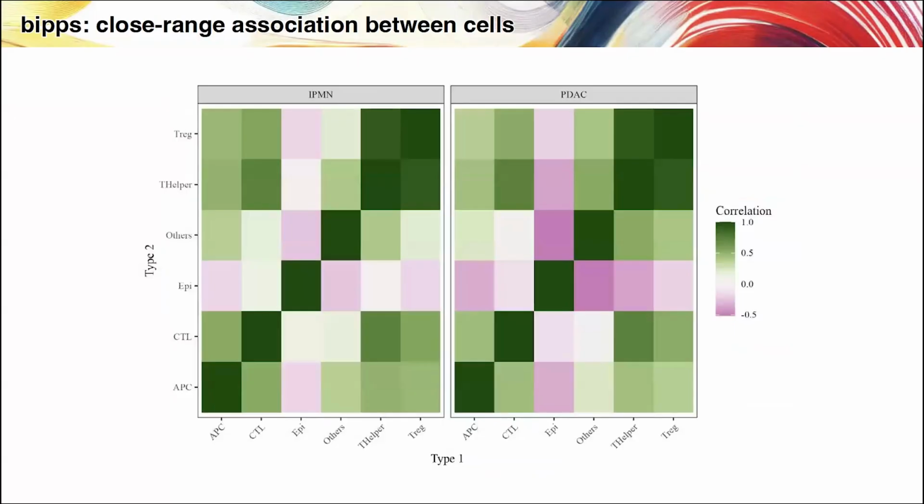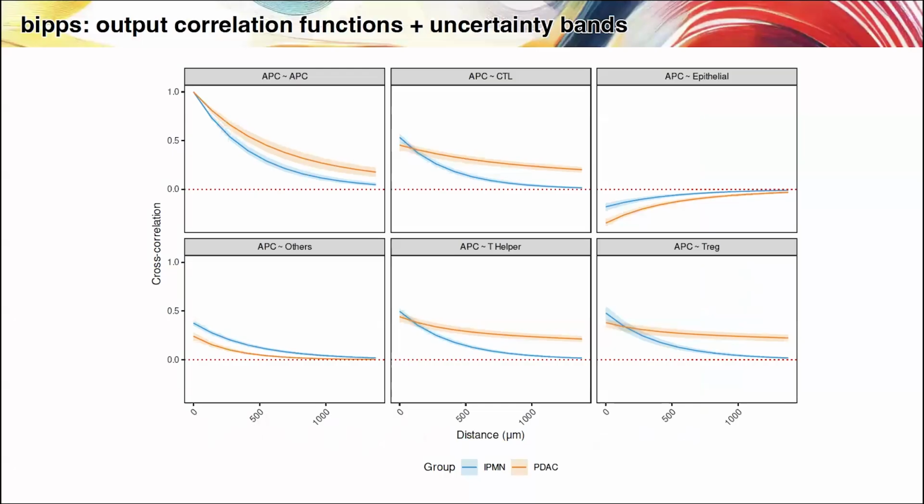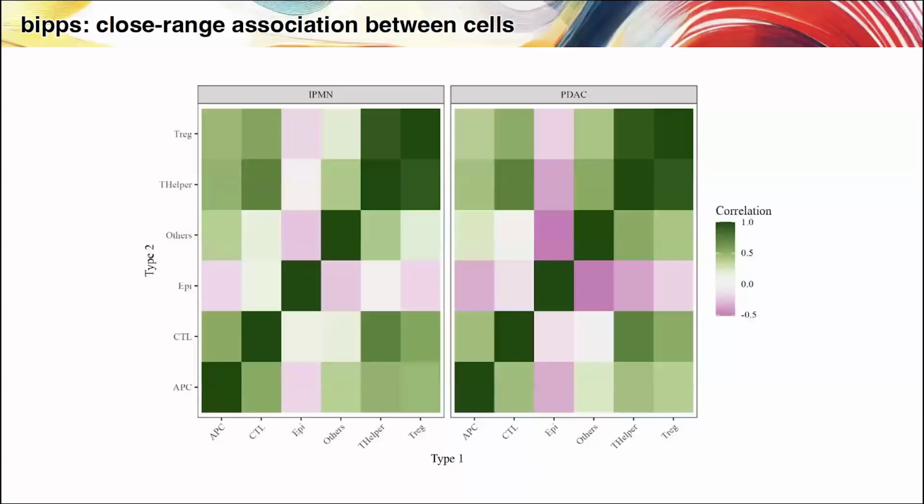The other thing that we can extract, based on all of these correlation functions, is to take the value at zero and make a correlation plot for the two diseases. And we see, for example, that epithelial cells tend to be more negatively correlated with others at zero distance in PDAC relative to IPMN.